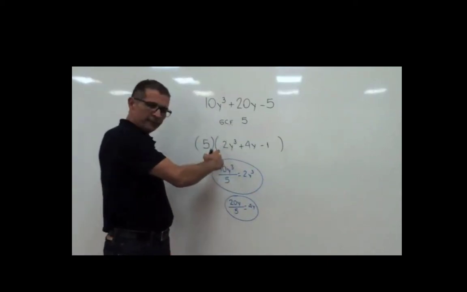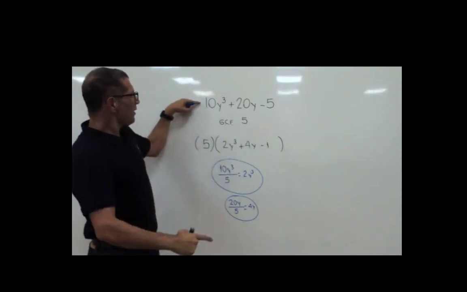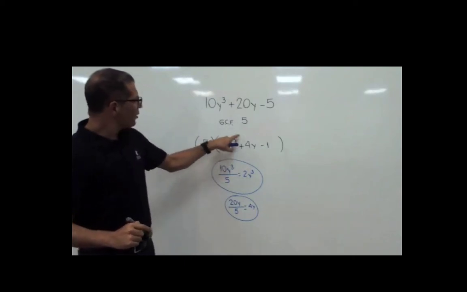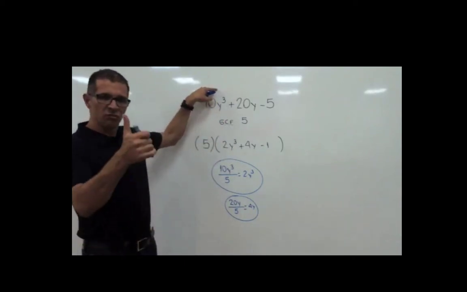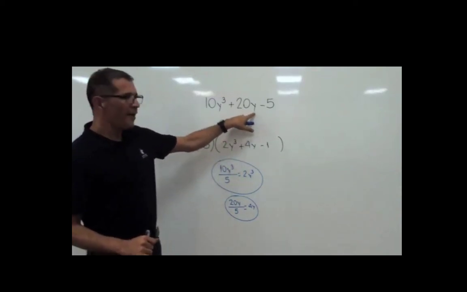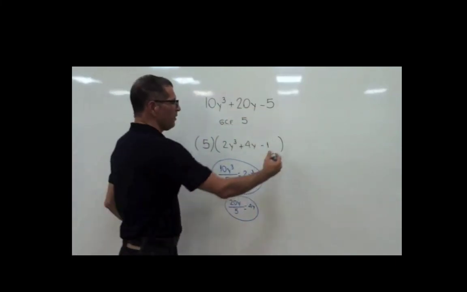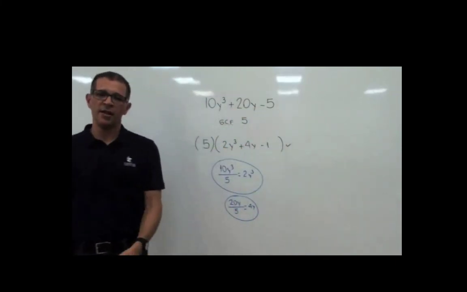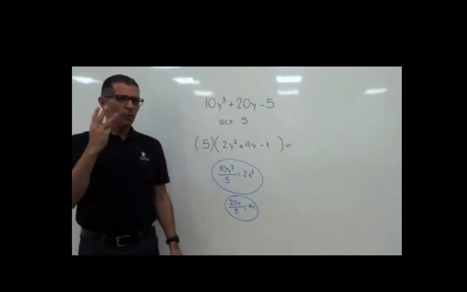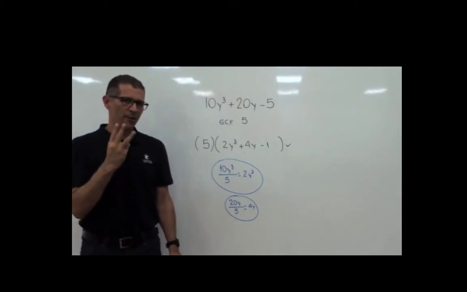Let's check if our factorization is okay. By using the distributive property, we need to get the original expression. Check with me. 5 times 2y cubed is 10y cubed. 5 times 4y equals 20y. And 5 times negative 1 is negative 5. So our factorization is okay. Now, let's go to example number 3, the last example for this lesson.